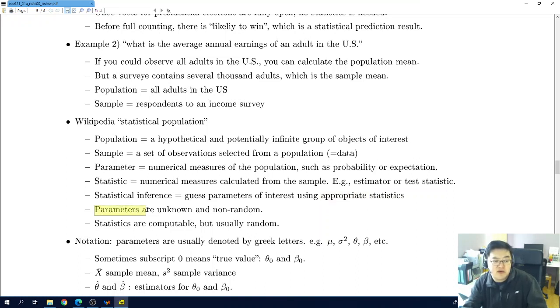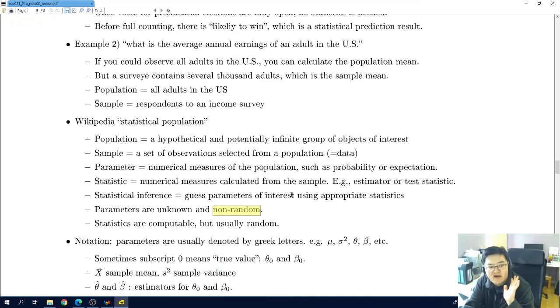Of course, parameters are unknown, and we assume that they are non-random, because once you observe infinite everything, there is no randomness. There is only one answer. The true answer is fixed. If the true answer is random, then it's a different problem. We assume that the true answer is fixed.